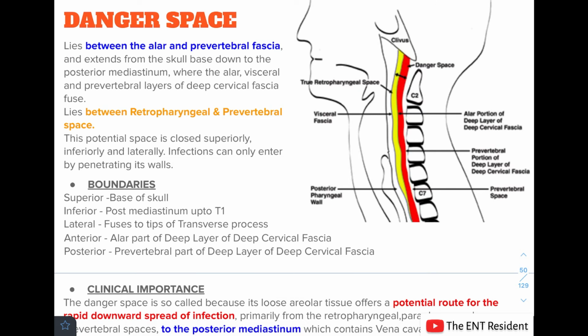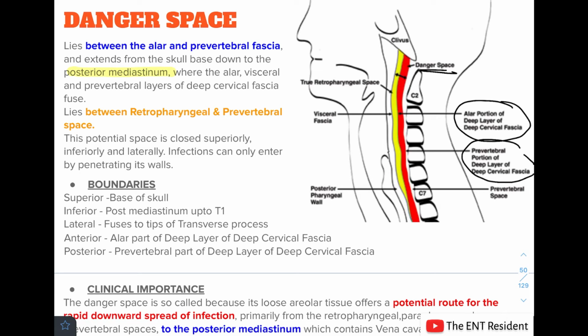Next is the danger space. The danger space lies in between the alar and the prevertebral fascia. So, in the picture over here we can see that this is the alar layer and this is the prevertebral layer. In between these two, the one which is lined in red color is the danger space. This extends from the skull base down to the posterior mediastinum where the alar, visceral and the prevertebral layers of the deep cervical fascia fuse.